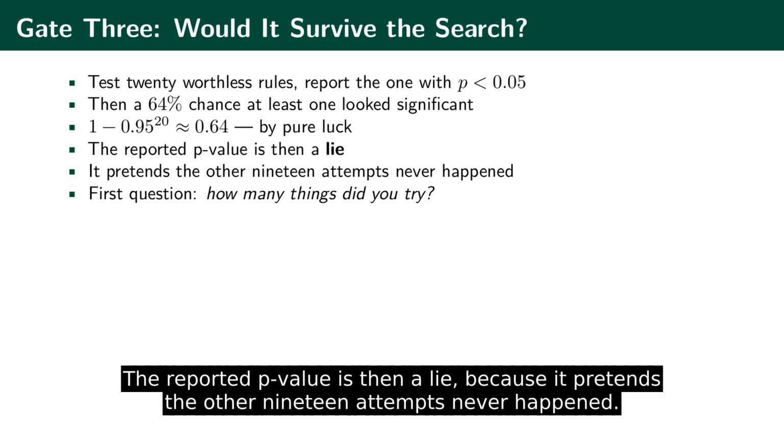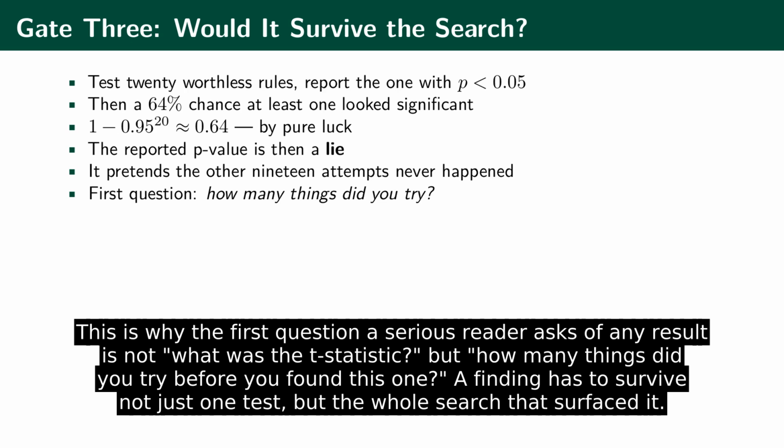The reported p-value is then a lie, because it pretends the other 19 attempts never happened. This is why the first question a serious reader asks of any result is not, what was the t-statistic, but how many things did you try before you found this one? A finding has to survive not just one test, but the whole search that surfaced it.